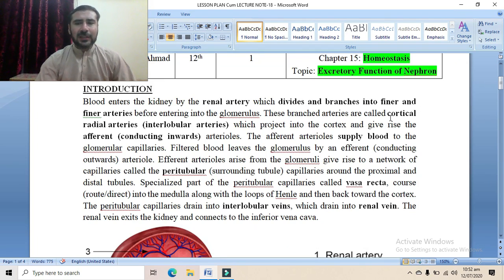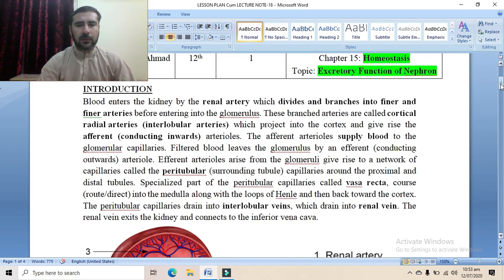So these branch arteries are called cortical radial arteries or interlobular arteries, which project into the cortex and give rise to efferent conducting inward arterioles. The efferent arterioles supply blood to glomerular capillaries. Basically, the efferent arteriole itself divides to form fine capillaries, and their tuft of capillary is called glomerulus. So those capillaries are called glomerular capillaries. Now the filtered blood leaves the glomerulus by an efferent conducting outward arteriole.